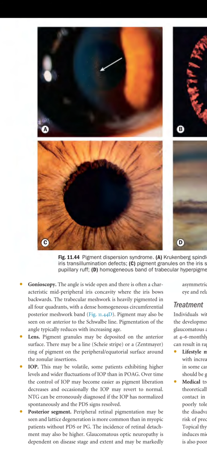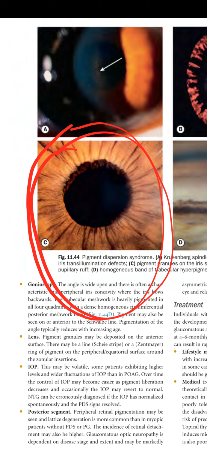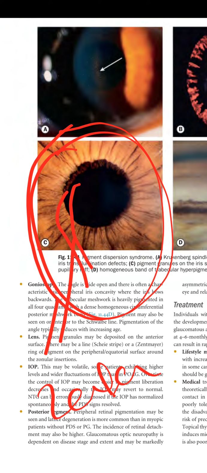Lens. Pigment granules may be deposited on the anterior surface. There may be a line, sky strip, or Zentmayer ring of pigment on the peripheral equatorial surface around the zonular insertion. So basically, pigment can also deposit on the lens. When it is deposited on the equatorial surface, this is known as a Zentmayer ring, whereas when it is deposited as a line, this is known as a sky strip.